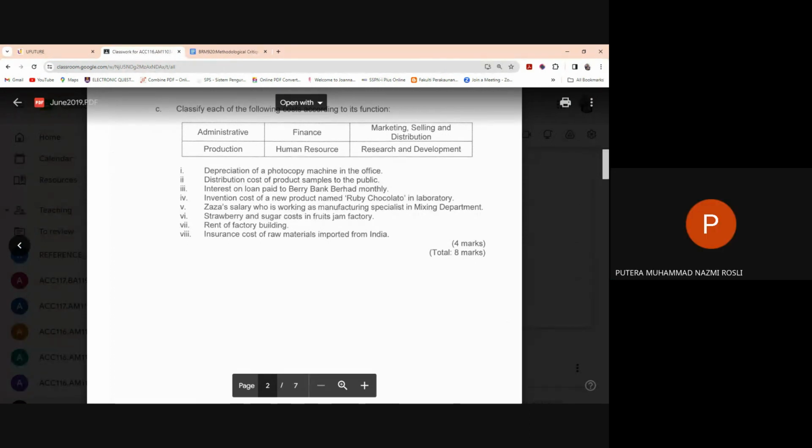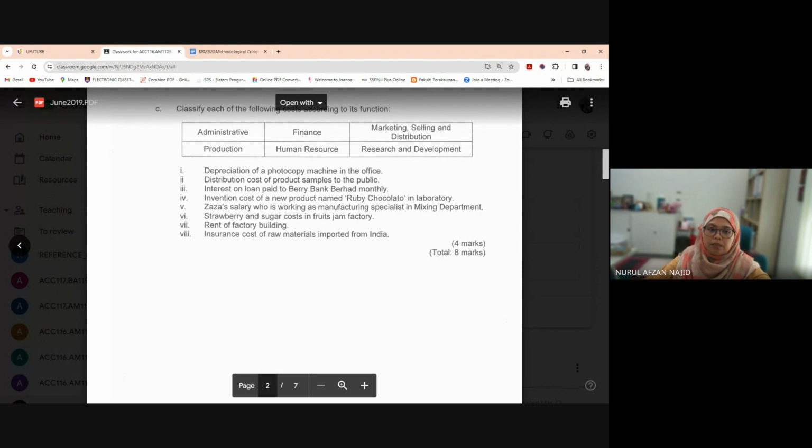Administration cost. Administration cost is good because of the photocopy machine in the office. It has the keywords "in the office", so it will be administrative. Okay, based on this, the answer is above.